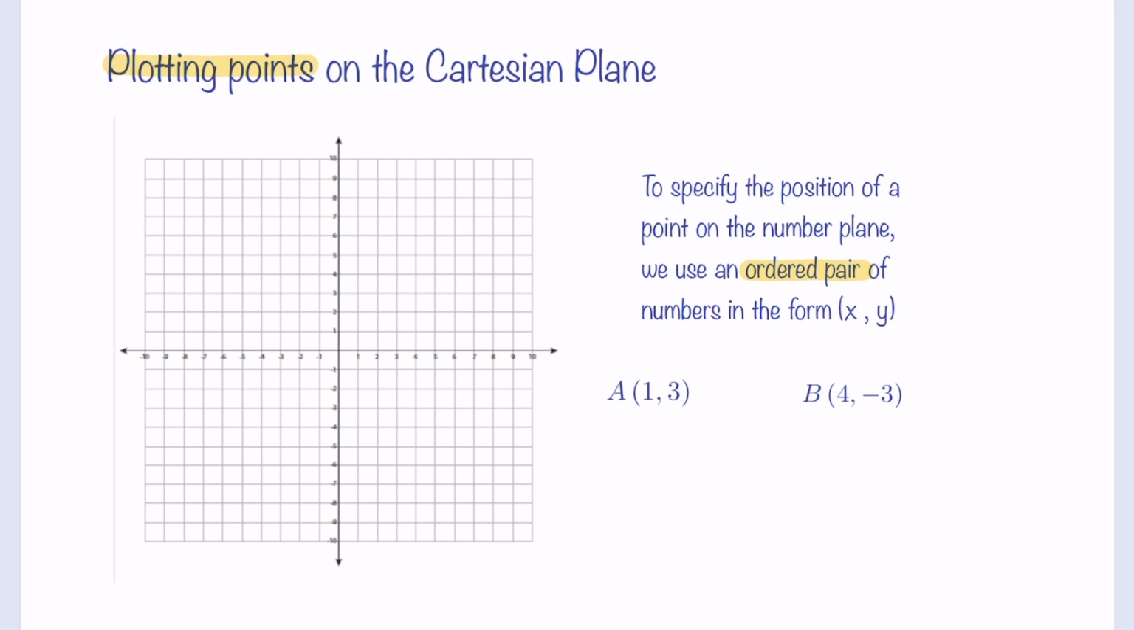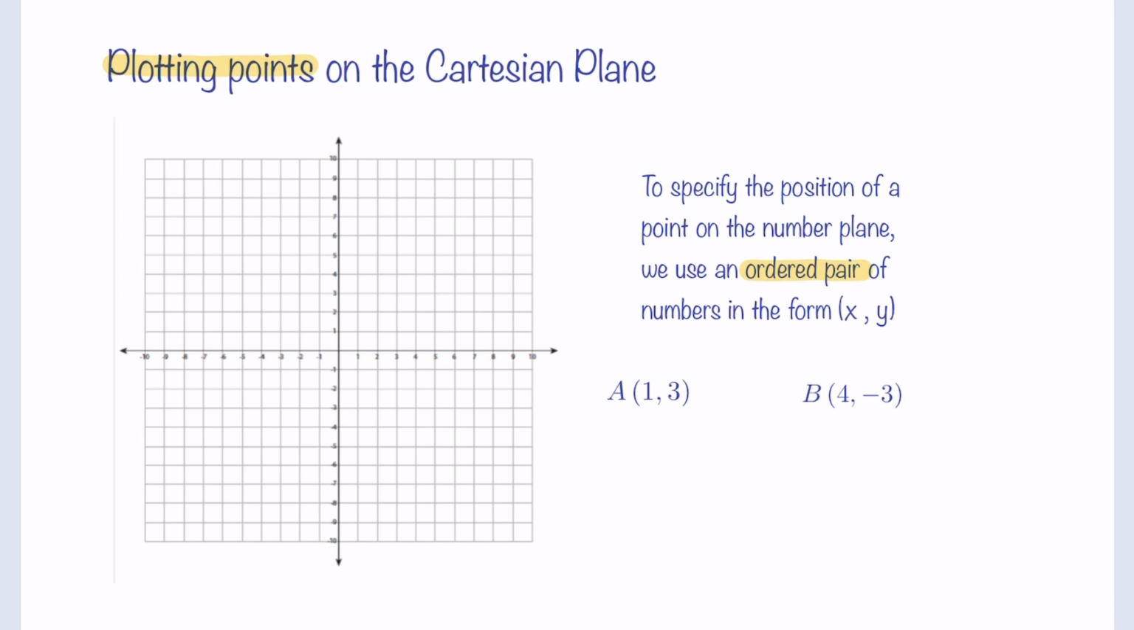Now the ordered pair always takes the form of x and y that is separated by a comma surrounded by parentheses. So for example, I have point A and point B. Point A has the coordinates (1, 3). Point B has the coordinates (4, -3). We can have any number as a coordinate. We can have a positive number or a negative number.